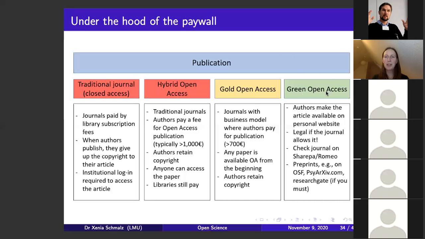So this last route is green open access, where actually you can use any of these journals. You can publish your paper anywhere, and then you just upload a preprint. So a preprint is a version of your paper. Well, there is some confusion with definitions. The narrow definition is that the preprint is the version of your paper as it is when you first submit it to the journal, so before peer review.